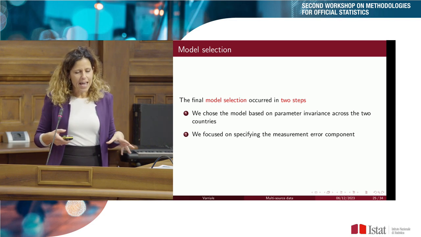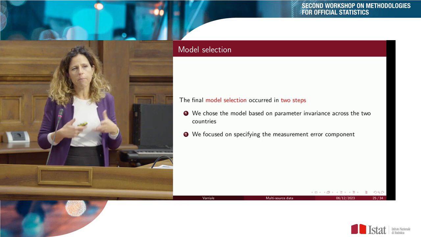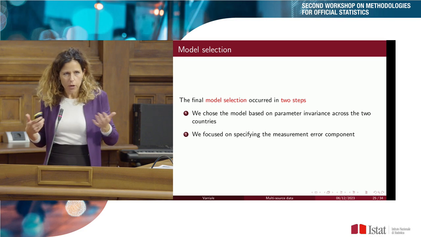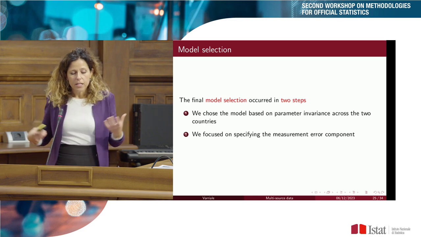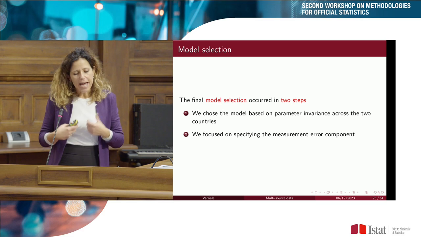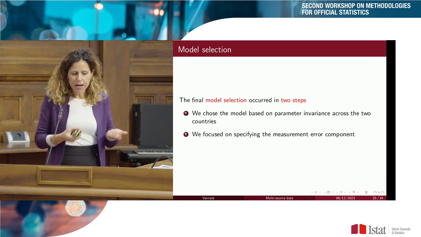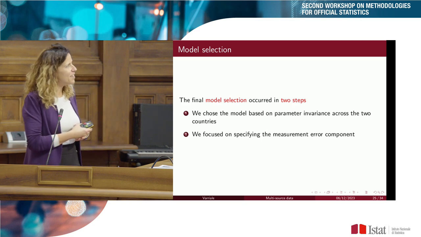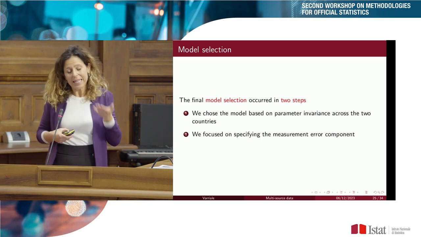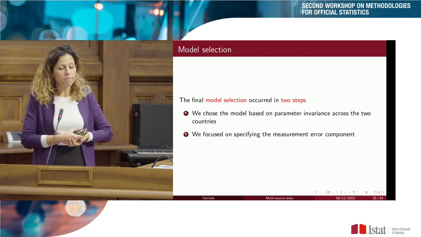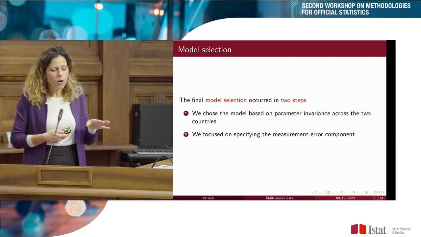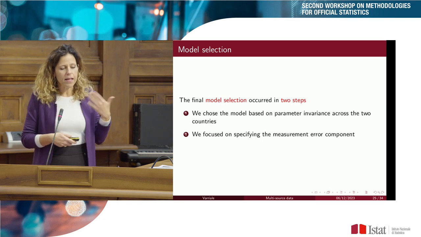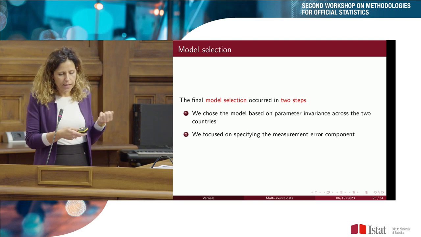The final model selection occurred in two steps. Model selection can be considered the most difficult part, because many different ideas and perspectives come out. We tried to be as linear as possible, but it is a very difficult challenge. First of all, we chose the model based on parameter invariance across the two countries, and then we specified the different measurement error component.